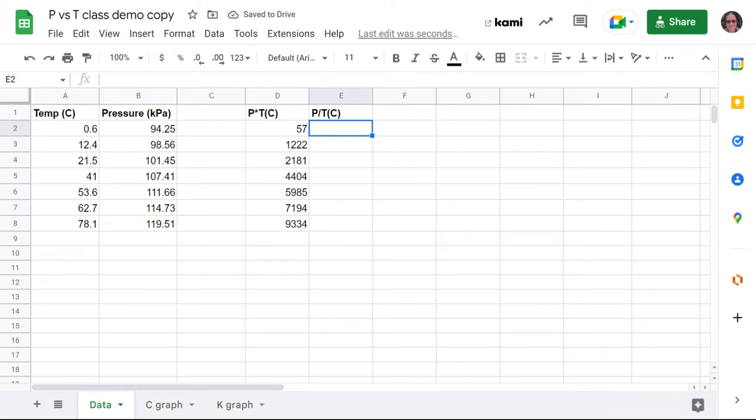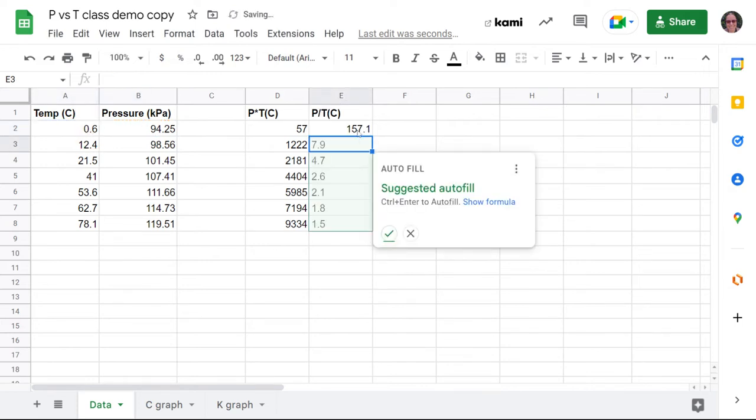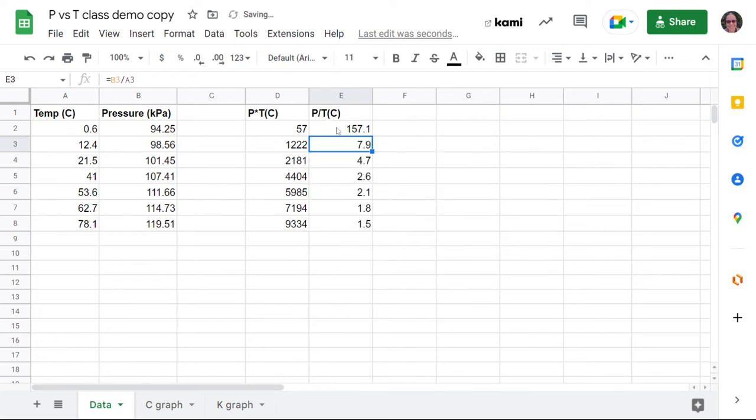Then for divided, same idea. Press the equal sign. Then you click on pressure. Then the / for divided. Then temperature. Press enter. Google will often anticipate that you wanted to do the whole thing, so I'm just going to say yes. If it doesn't, you would do the same thing where you click and drag on the little square. And I set this to the 10th place earlier, but you can set it to whatever place you want.